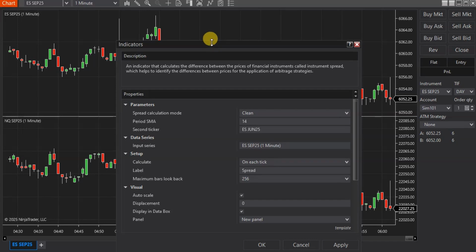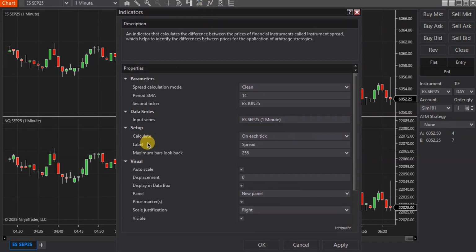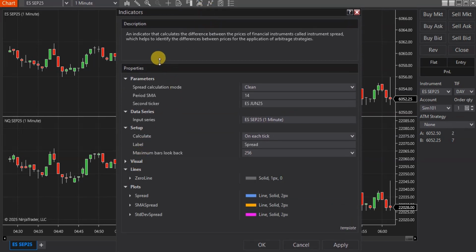You define the second instrument for analysis, set the smoothing period, and optionally activate a custom ratio if you want full manual control over the relationship between the instruments.